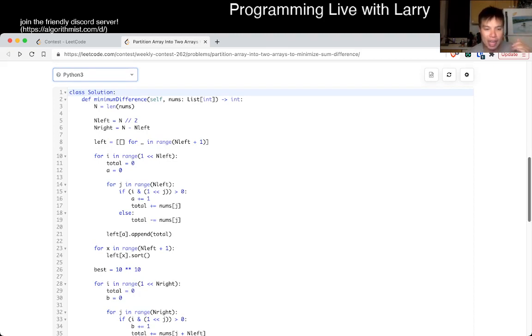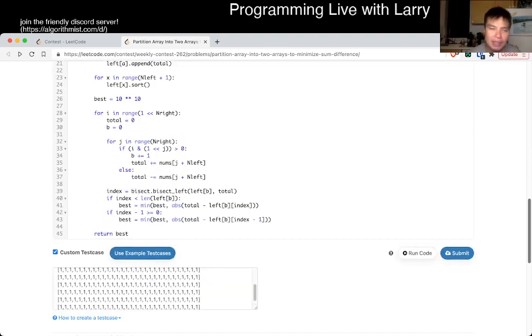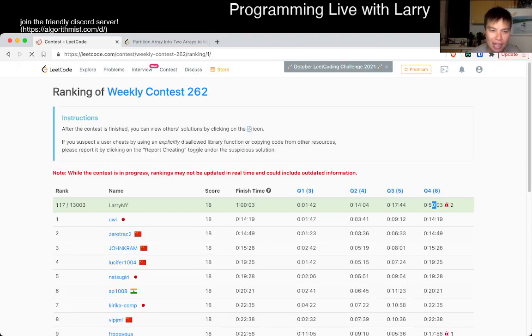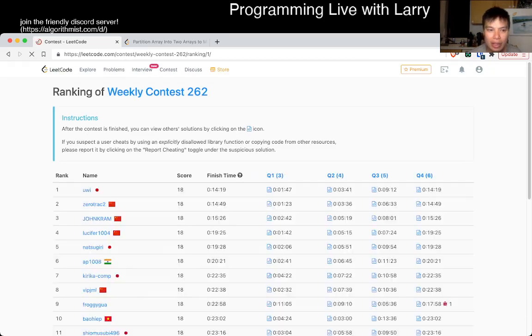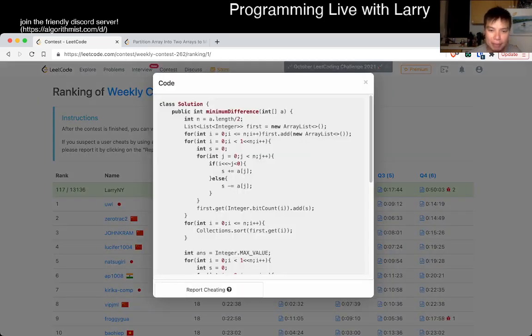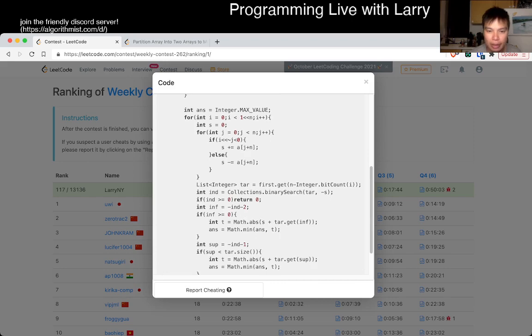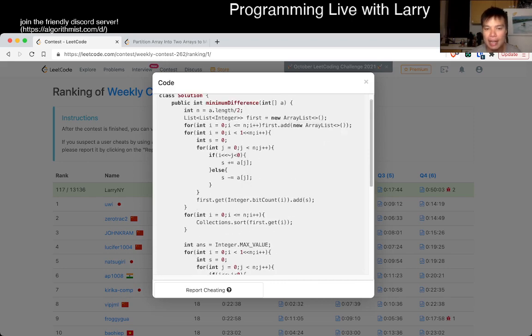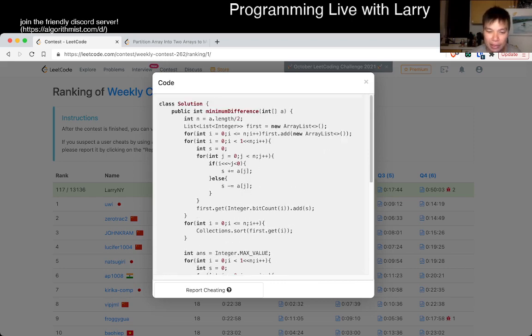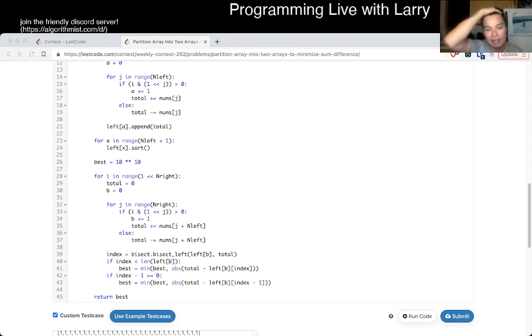This is the first half, this is the bottom half. Maybe there's an easier solution. Let me refresh this. The contest is over, so maybe I could see what people did here. Nope, they did basically the way that I did it. So very unfortunate that I got a lot of penalty for this one. Anyway, that's all I have.